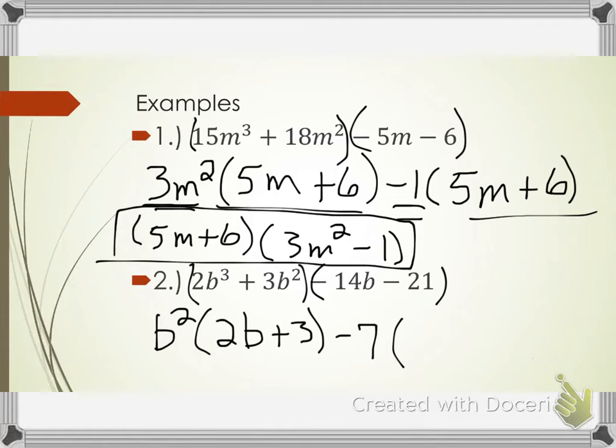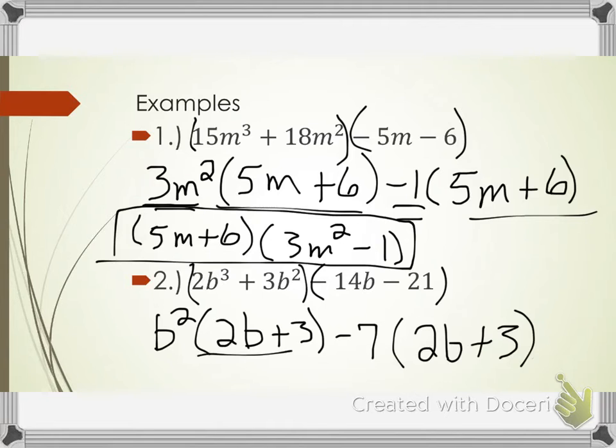Negative 7 times what would give me negative 14b? Positive 2b, right? Negative 7 times what would give me negative 21? Positive 3. Now, do I have a common binomial between these two sets? Yes, I do. So, what's one of my factors going to be?